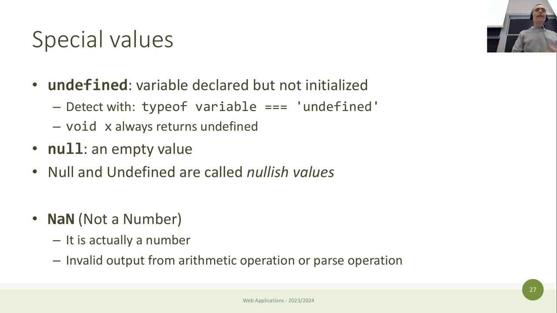Null is a special value. It's when we actually want to put this value into a variable, saying that there's no value. So it's not that we didn't put a value. It's that we put a value, but we want to say that there's no value to put. So it's like the null of Java, for instance, or the None of Python, if you like. These are called nullish values, but it doesn't matter.